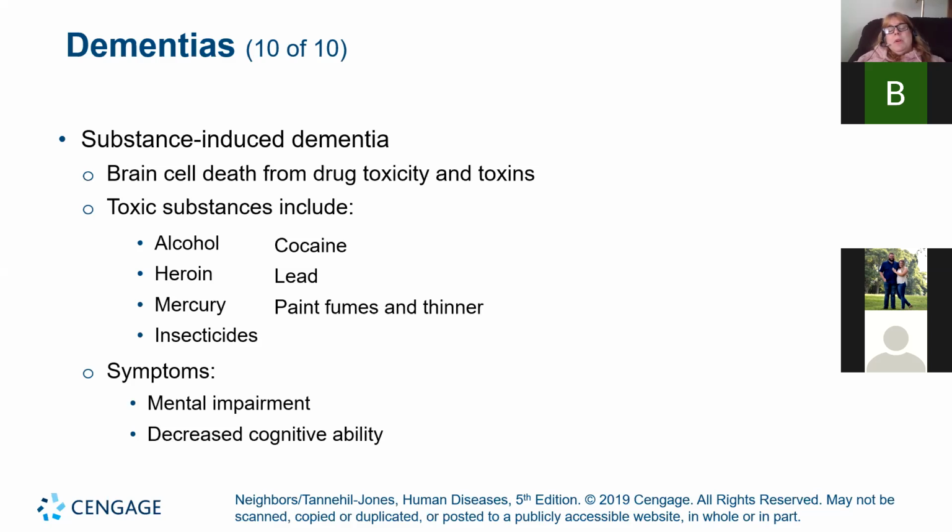We see it in people that strip furniture that don't do it in a well-ventilated area, from paint fumes and paint thinners and varnishes and things like that. It used to happen a lot more, things used to have mercury in them. Mercury used to be in all kinds of thermometers, whether it was a thermometer that you took your internal temperature with or a thermometer where you determined what the temperature was outside. If they got broken, people were exposed to these things. Again, there was an incredible mental impairment and decreased cognitive ability.